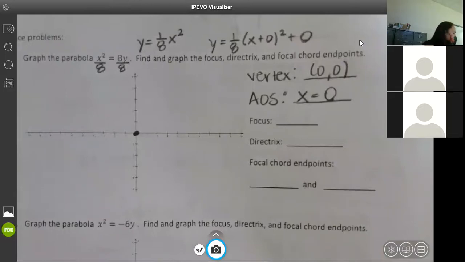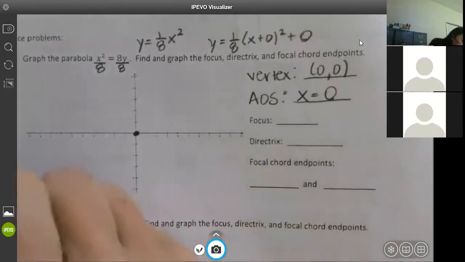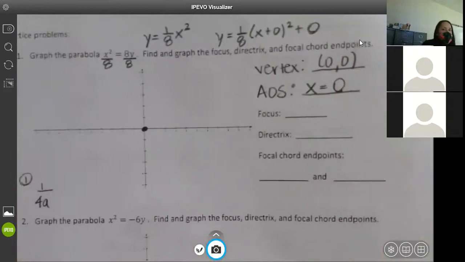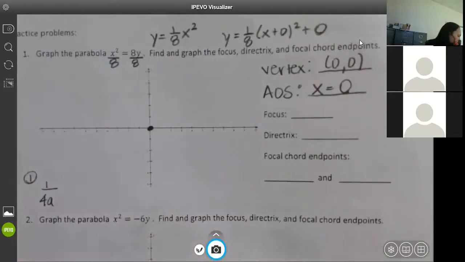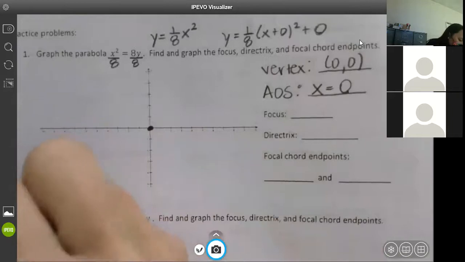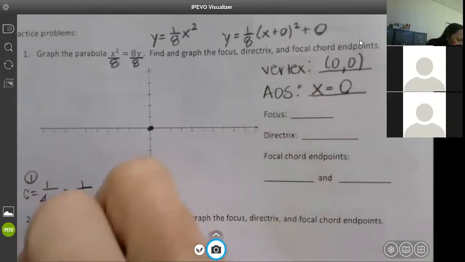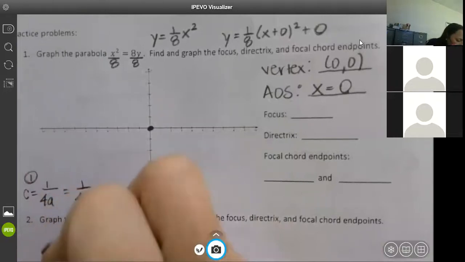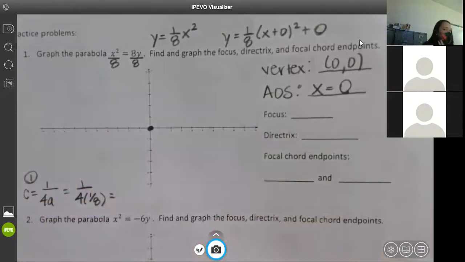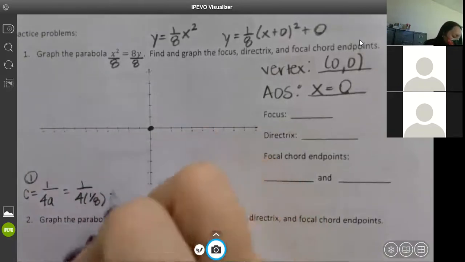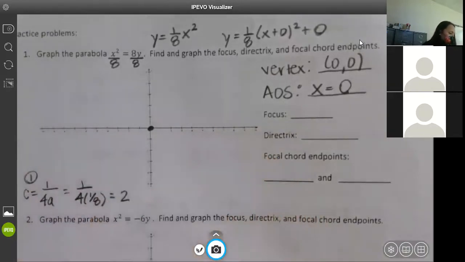So then the next thing that you want to do is find the focus, okay? So we want to find the focus. So we're going to do 1/4a. If you need to put a little 1 here, so that's the first thing you need to do is find the focus. What's our a? 1/8. And these are really nice ones because they come out to be good numbers. What is 1/4 times 1/8? 2.